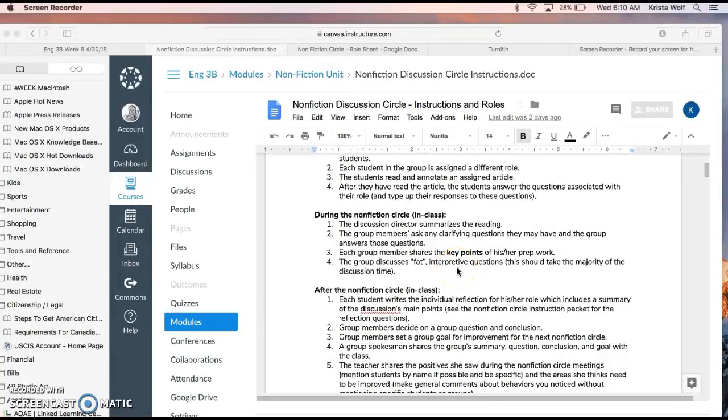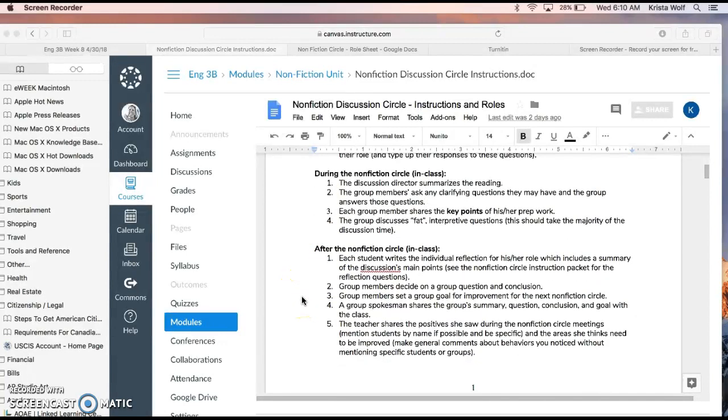You do have 30 minutes, obviously, so this is sort of the structure that's recommended. Okay, then afterwards, you're going to write your individual reflection for your role, which includes a summary of the discussion's main points. You're going to decide on a group question and conclusion. So that's actually the second one is the conclusions. You're going to talk together how you deduced, what did you learn from this time, summarize what you guys talked about. That would be what number 2 refers to, okay? And then you would set a group goal for improvement for the next circle.